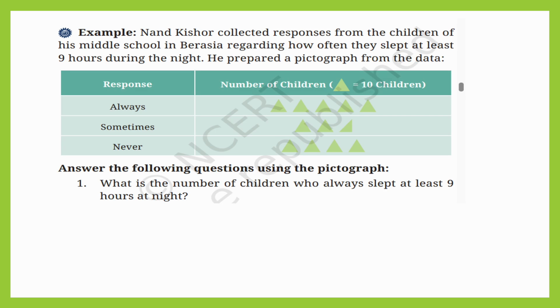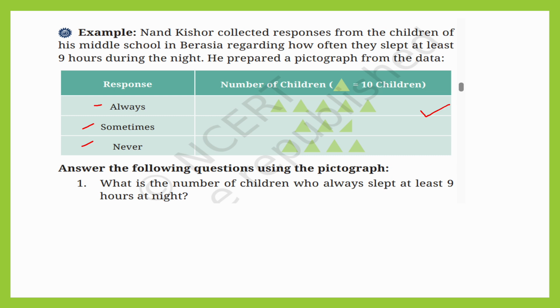Nanda Kishore collected responses from the children of his middle school regarding how often they slept at least 9 hours during the night. He prepared a pictograph from the data. So, he collected responses from the children. See the responses. Always, sometimes, never. Children who always slept at least 9 hours at night. Children who sometimes slept at least 9 hours at night. Children who never slept at least 9 hours at night. So, the number of children is given using some triangles. And one triangle represents 10 children.